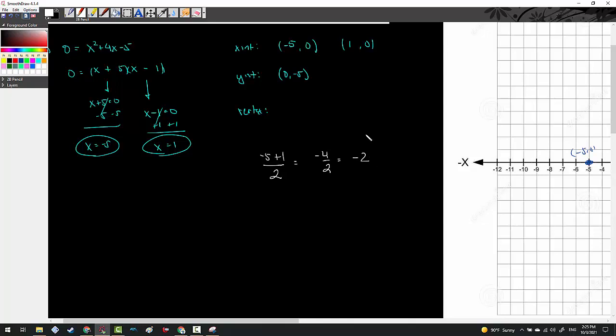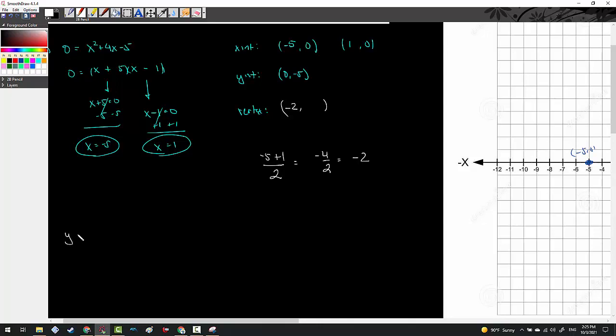So what did I just find? I just found the average distance between, or the halfway distance between the x-intercepts. And we saw that happen in the water balloon problem, where the vertex was always equidistant away from the point of launch to the point of landing. So I know now that the vertex is going to be negative 2 comma something. Well, how do I find that comma something? Well, what I'm going to do is plug that negative 2 into the original equation.